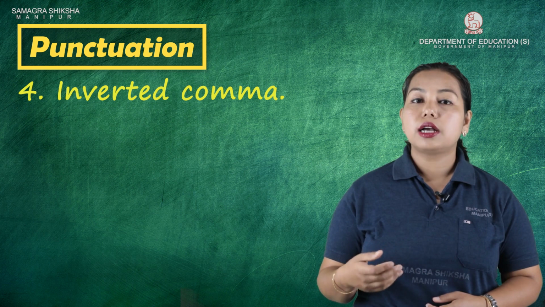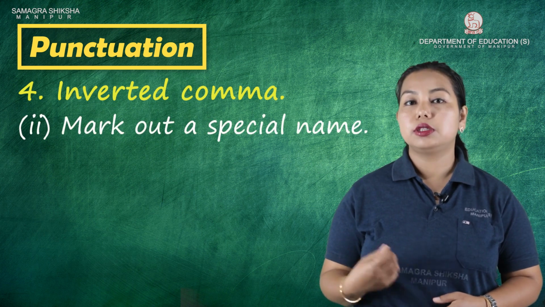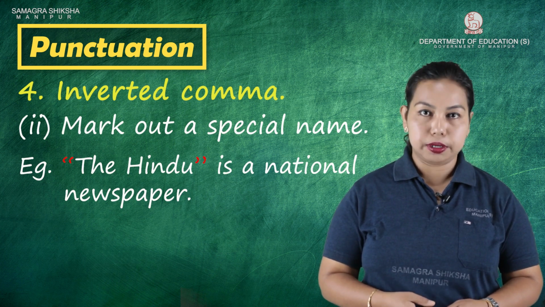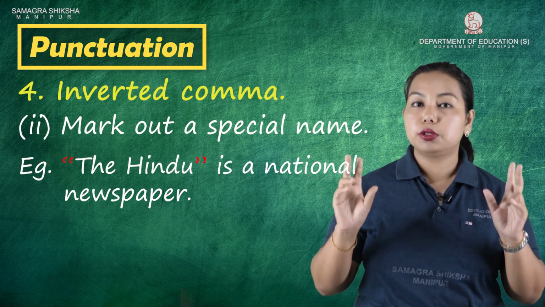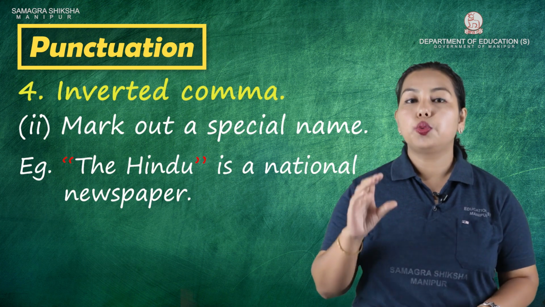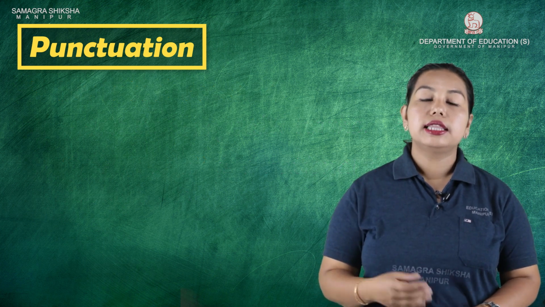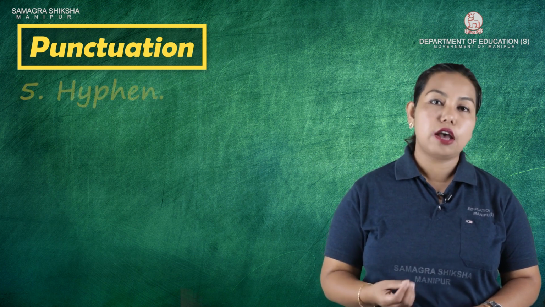Then inverted comma can also be used to mark out special names. Like for example, The Hindu is a national newspaper. So The Hindu is a special name in this sentence. So we can mark it out with the help of an inverted comma. Then the next punctuation mark is hyphen.